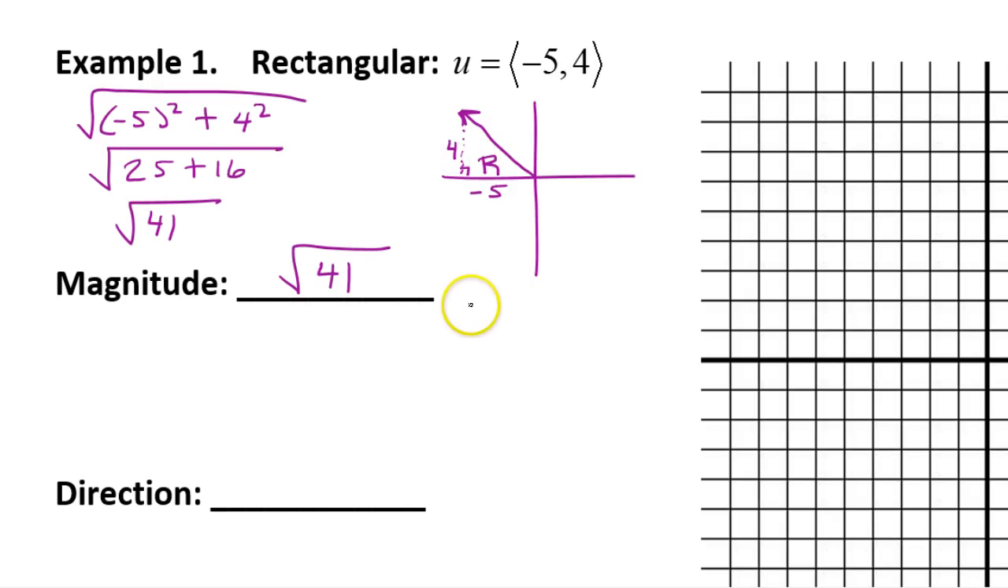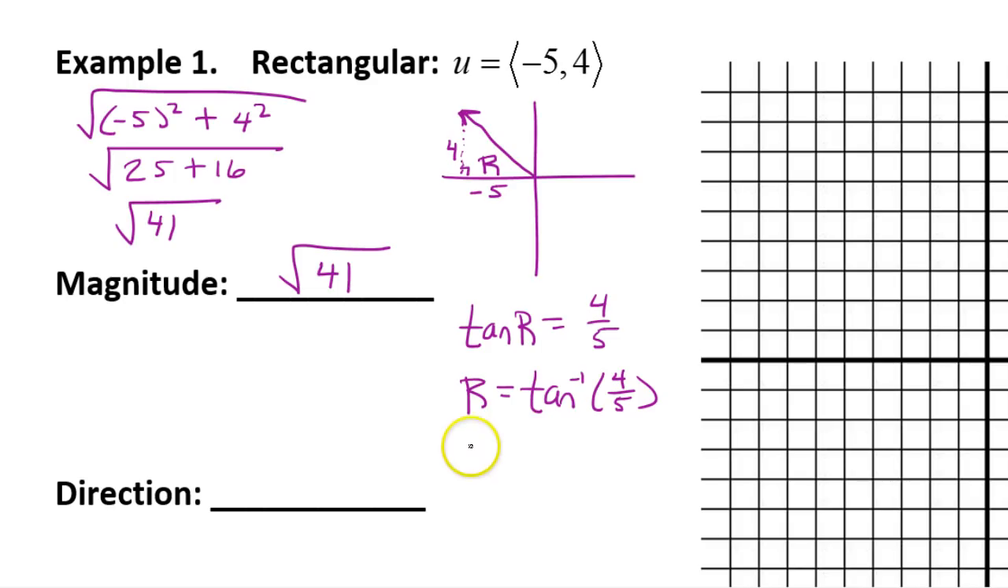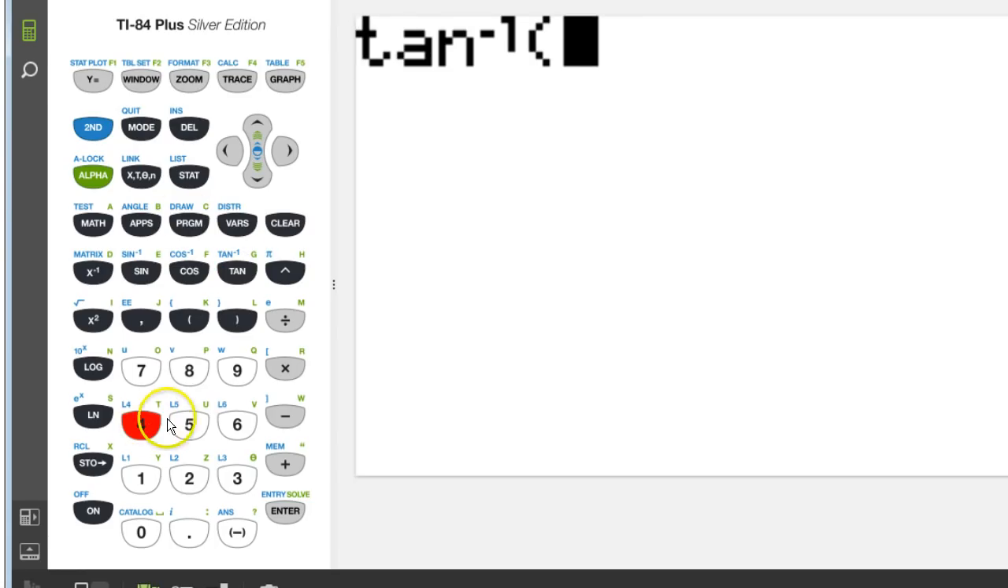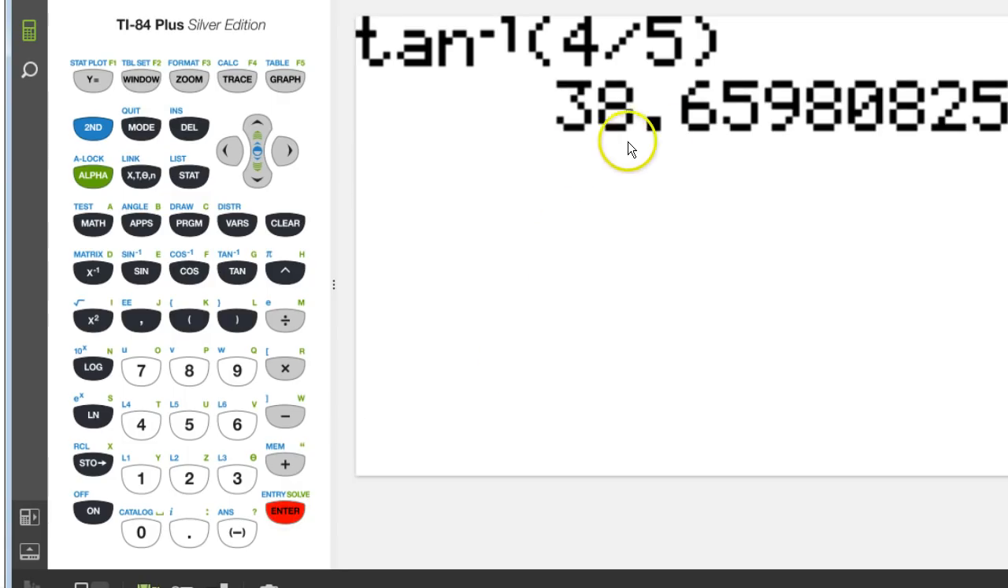So I can use tangent. The tangent of the reference angle will equal 4 over 5. I'm dropping the negative sign because I just want the positive reference angle value. The reference angle will then equal the inverse tangent of 4 over 5. And let's see, what's that? The inverse tangent of 4 over 5 is 38.66. Got to round up.